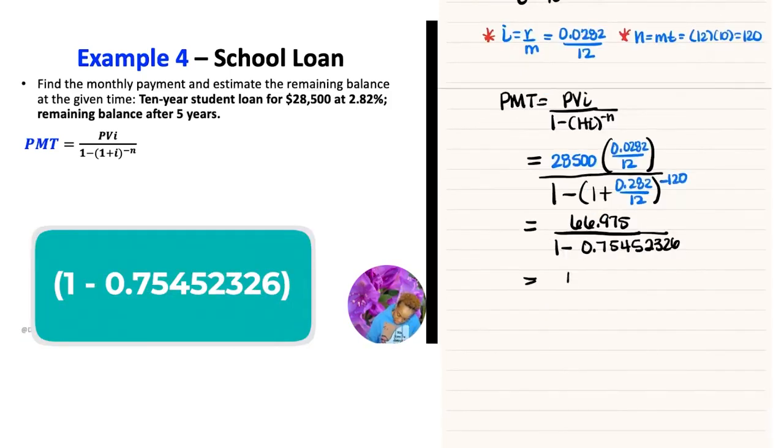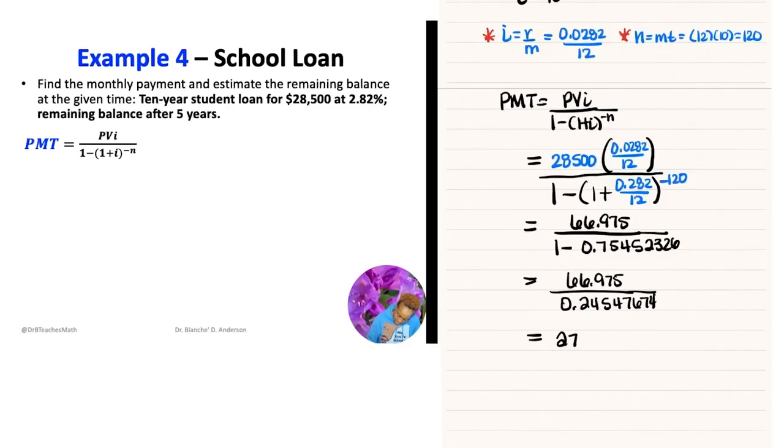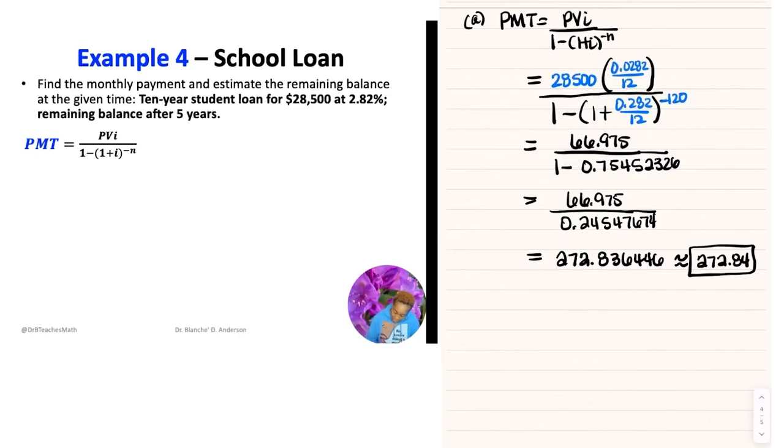When you subtract that, you still have 66,975 in the top. Your bottom becomes 0.24547674. And then when you divide that, you get 272.836446, which is approximately $272.84. So that's the amount of your monthly payment. Okay, I'll just label this as A. That's the first part. And then they say, find the remaining balance after 5 years.